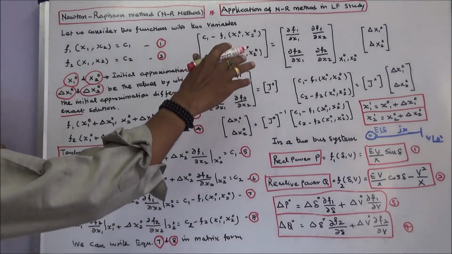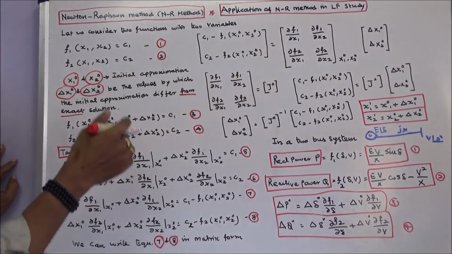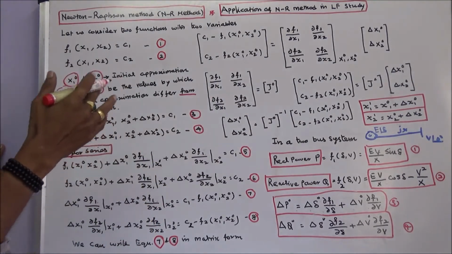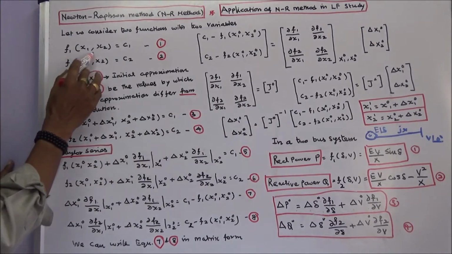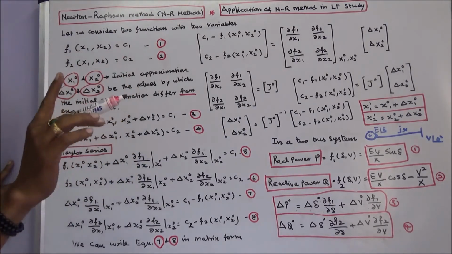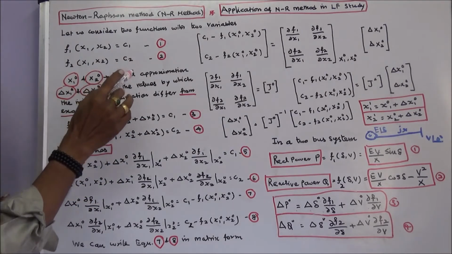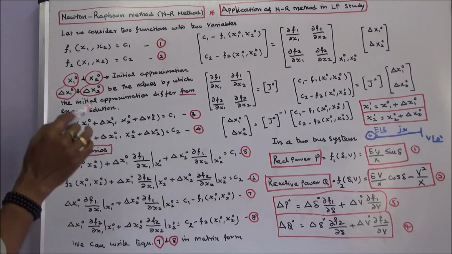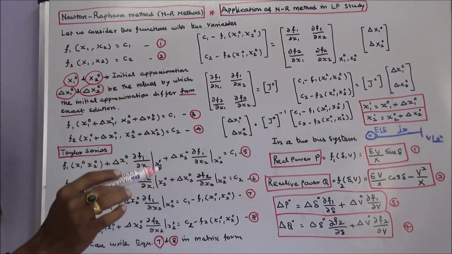In this class we discuss the application of the Newton-Raphson method in load flow study. Let us consider two functions with two variables: f1 of x1, x2 is equal to c1, equation 1, and f2 of x1, x2 is equal to c2, equation 2. Let x1 naught and x2 naught be the initial approximations.